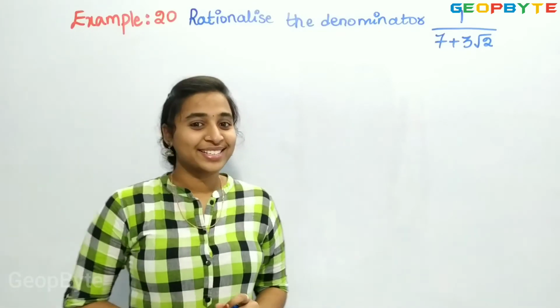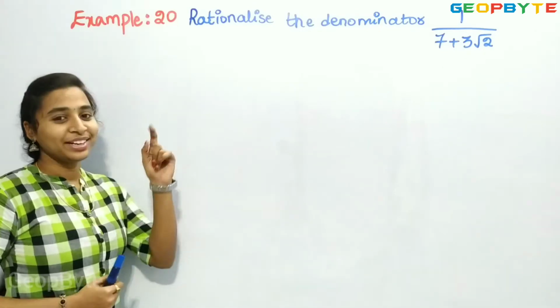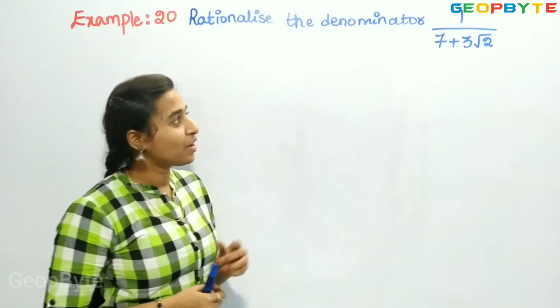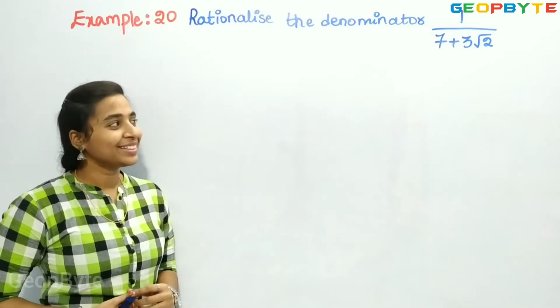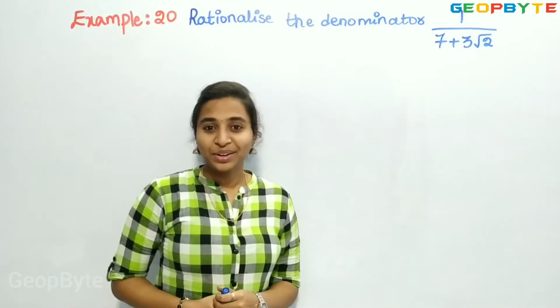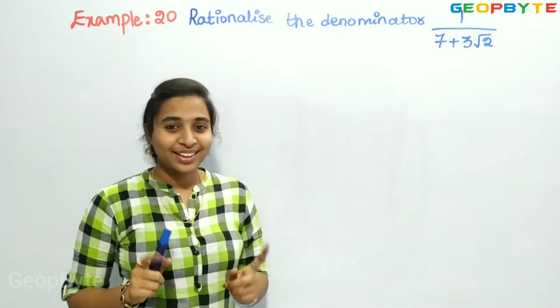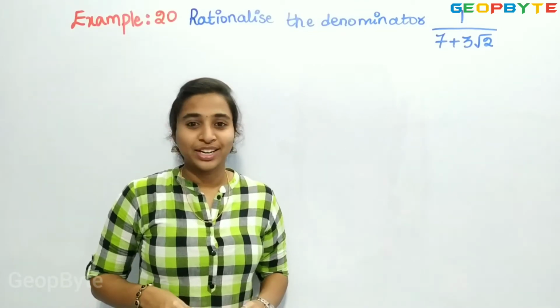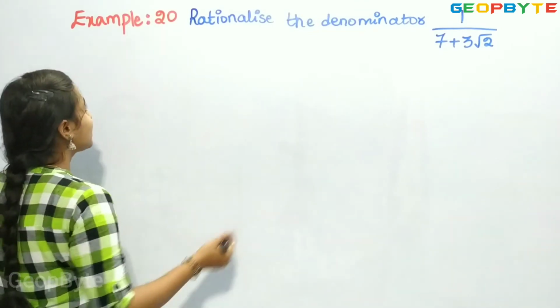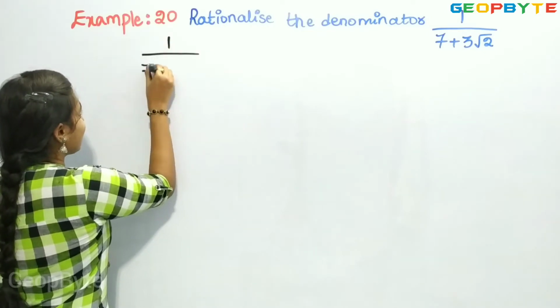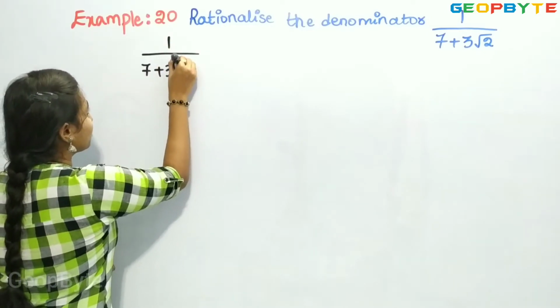Now let us see example number 20. Rationalize the denominator 1 by 7 plus 3 root 2. We all know that 7 plus 3 root 2 is an irrational number. So we need to rationalize. First let us write the given question. 1 by 7 plus 3 root 2.